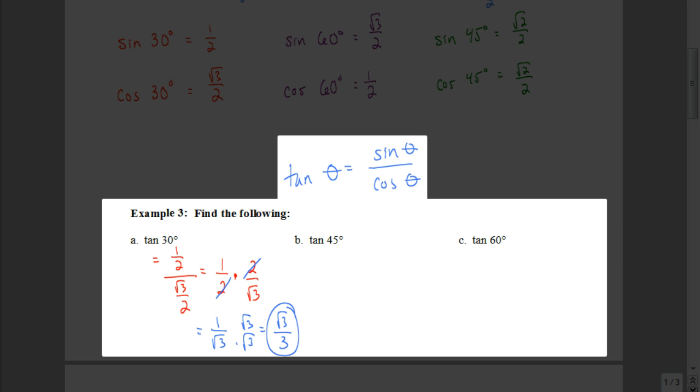The tangent of 45 degrees is going to be a little bit easier because, remember, it's the sine of the angle over the cosine of the angle. Well, for 45 degrees, they're both square root of 2 over 2.